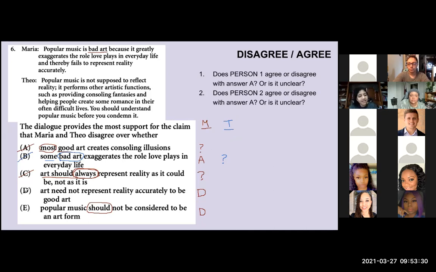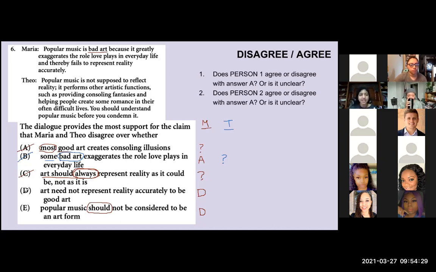And then let's read D next. Art need not represent reality accurately to be good art. What would Theo say about that? Would Theo agree or disagree? It's kind of like half, because it talks about popular music not being supposed to reflect reality. But he doesn't necessarily say good or bad. Yeah, gotcha. Is Theo pushing back against Maria's point? Theo is, I would say, yeah. He's definitely pushing back against Maria's point, right?